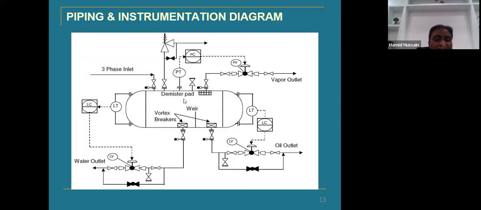For example, if we have a vessel here, then this vessel has a pressure transmitter over here. This is the vessel, with the pressure transmitter, pressure control, and then a pressure valve which is controlling a line which is the vapor outlet. So the vessel has a three-phase inlet fluid coming in here, and a vapor outlet line going out.